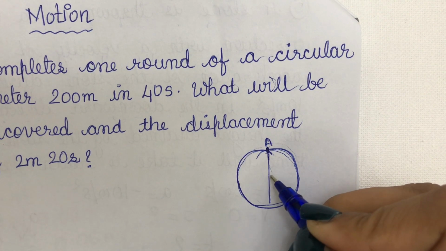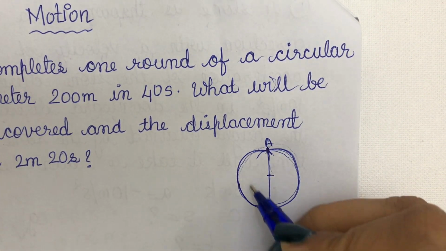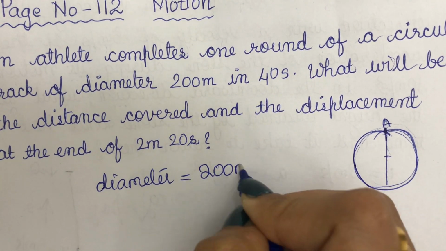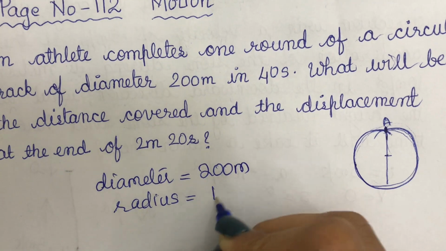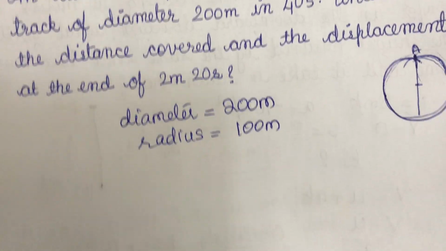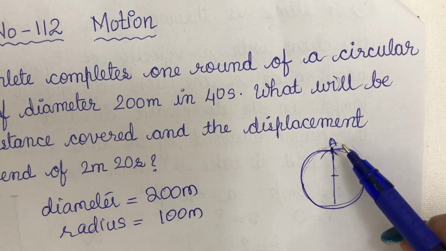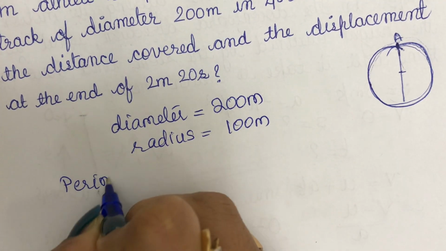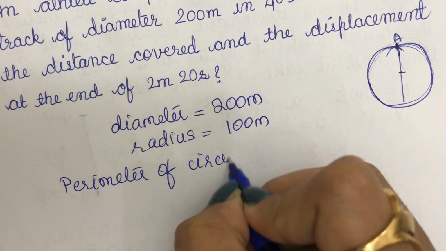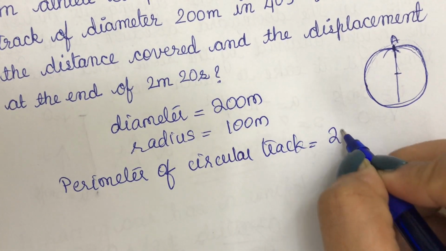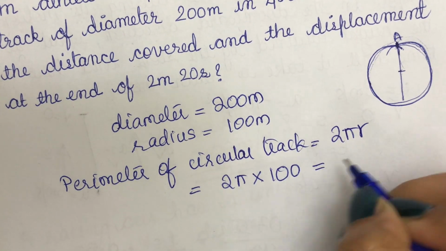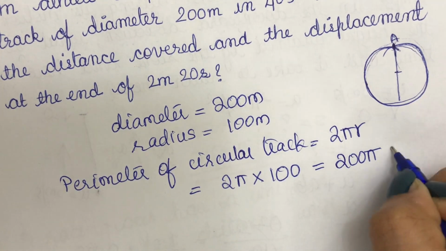The diameter is 200 meter. So one round means what? The perimeter of the circle, right? Diameter is 200 meter, so the radius will be 200 by 2, that is 100 meter. The athlete completes one round, which means the perimeter of the circular track, 2 pi r, which is equal to 2 pi into 100, which is equal to 200 pi meter.